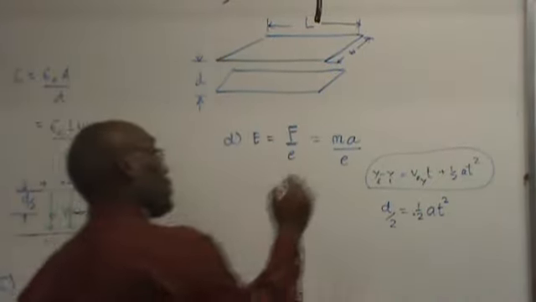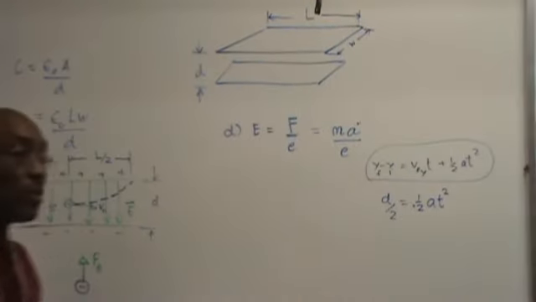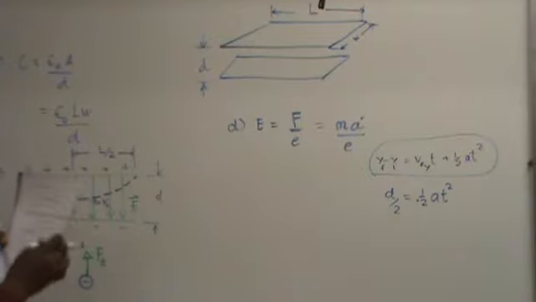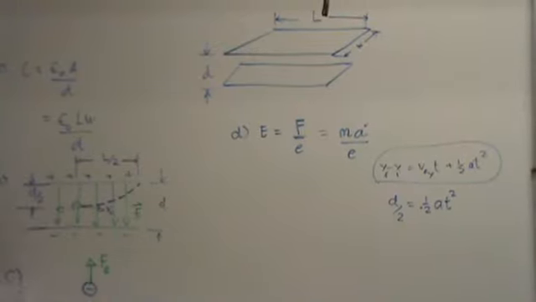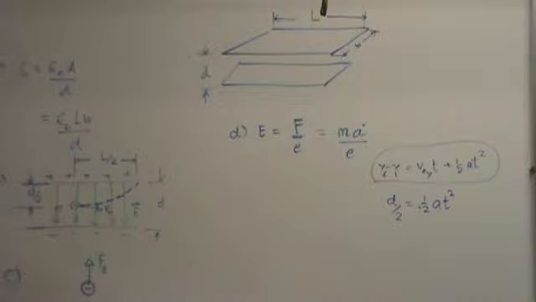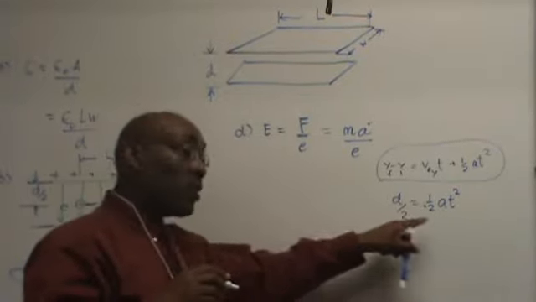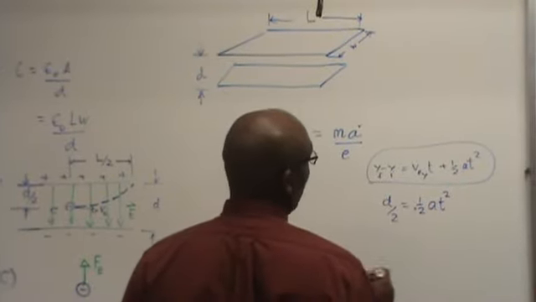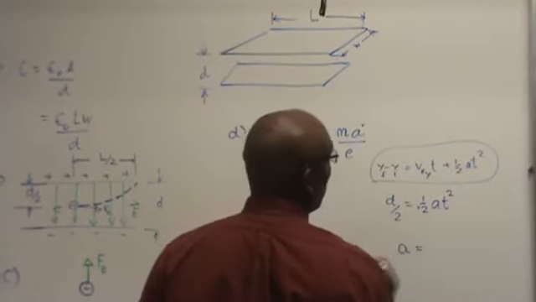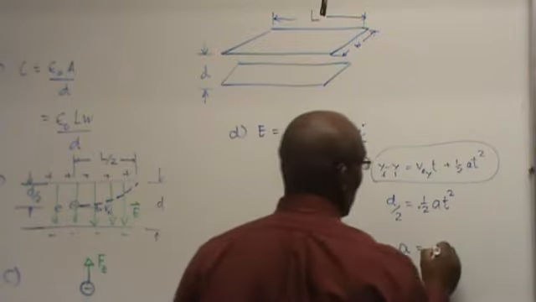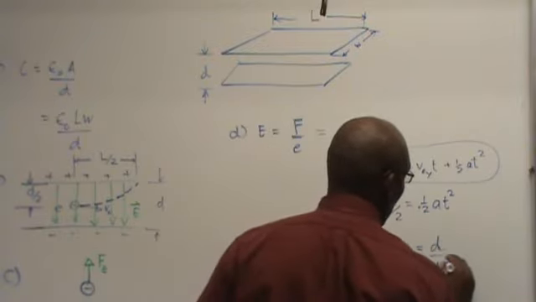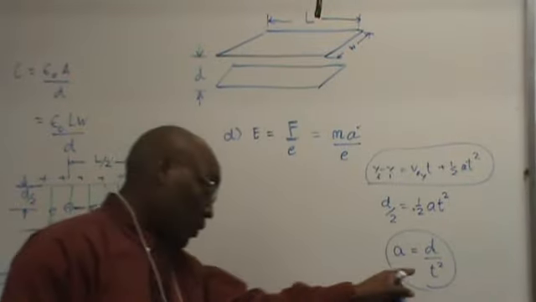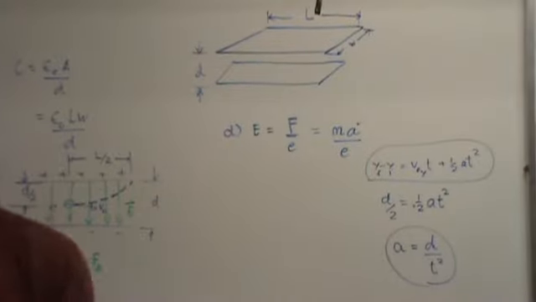I'm trying to get an expression for this a right there. Because your answer for this problem must be in terms of L, D, M, E, and V0. There cannot be any A. So we got to get an expression for A. So based upon this, A is going to be d over t squared, which means I need an expression for my time as well.